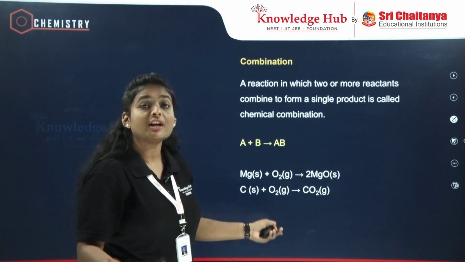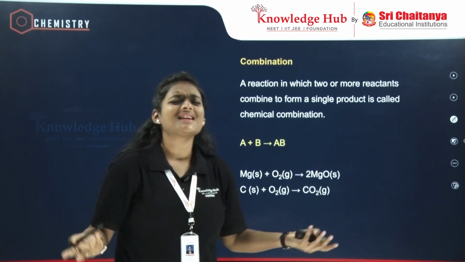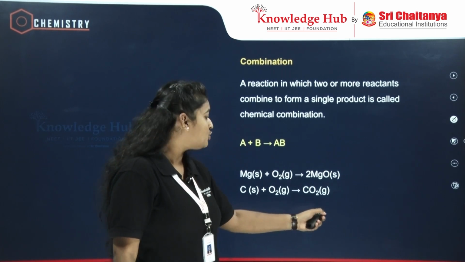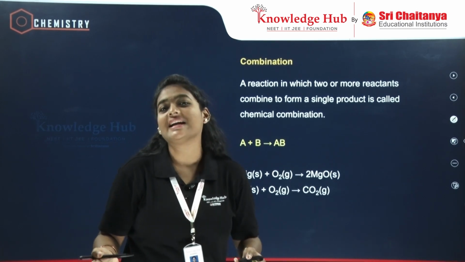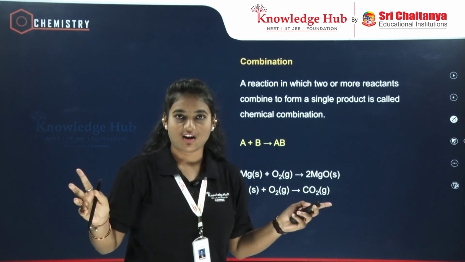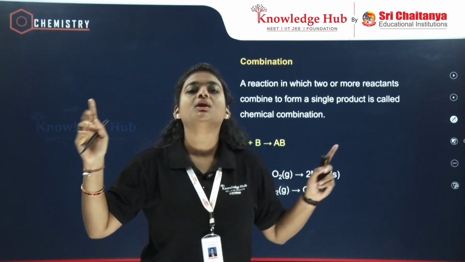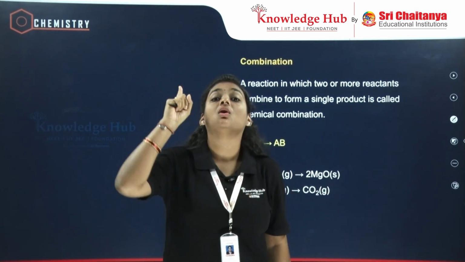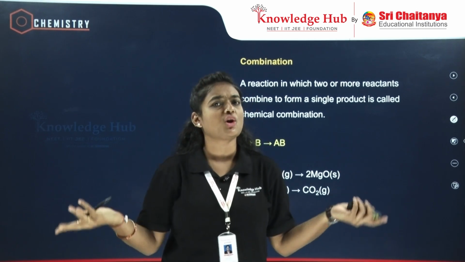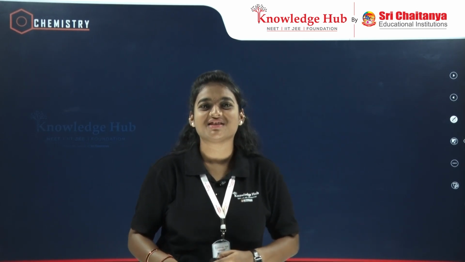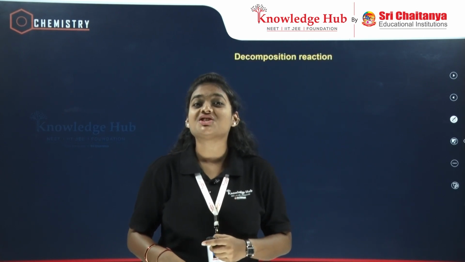Another example, burning of coal. What is coal? It's just carbon, right? So carbon is reacting with oxygen to form carbon dioxide. It is again an example of a combination reaction. Got this? So combination is what? Two or more reactants combining to form one single product. That's it. Now let's move to our next reaction, which is decomposition reaction.